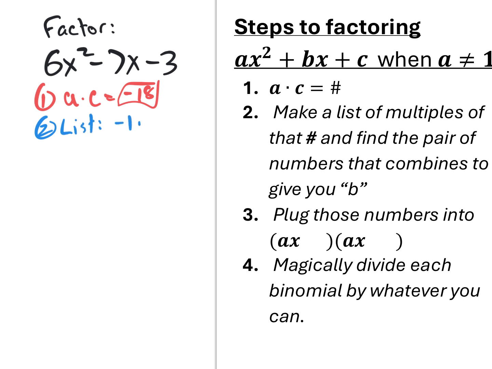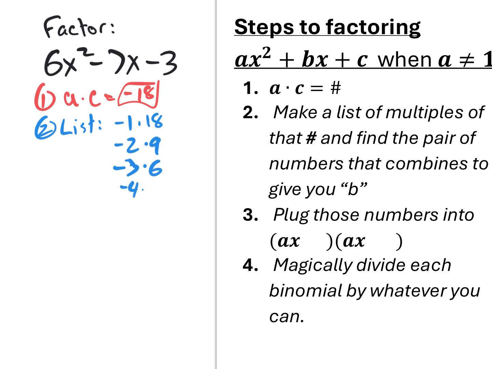That's negative 1 times 18. Or you could have done positive 1 times negative 18. It's totally up to you. I like doing negative 1, then negative 2, then negative 3, right? So what is negative 2 times what gives us 18? Negative 2 times 9. Negative 3 times 6. Negative 4 doesn't work. And that's it.